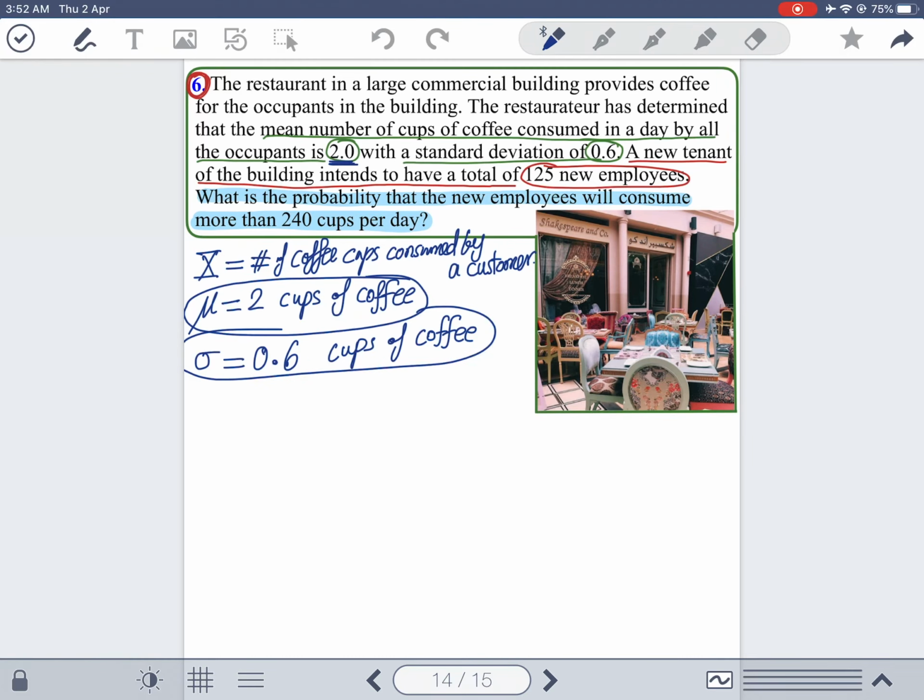Okay, so we know our random variable, we know the mean and standard deviation, but there is a problem. If you look carefully, have we read that this is a normal distribution? Did they tell us that the number of cups of coffee consumed in a day by people is normally distributed? No, they didn't say that. But they told us that we have a sample of 125 people. This is good because this is bigger than or equal to 30. So whatever the distribution of x is, you can apply the central limit theorem.